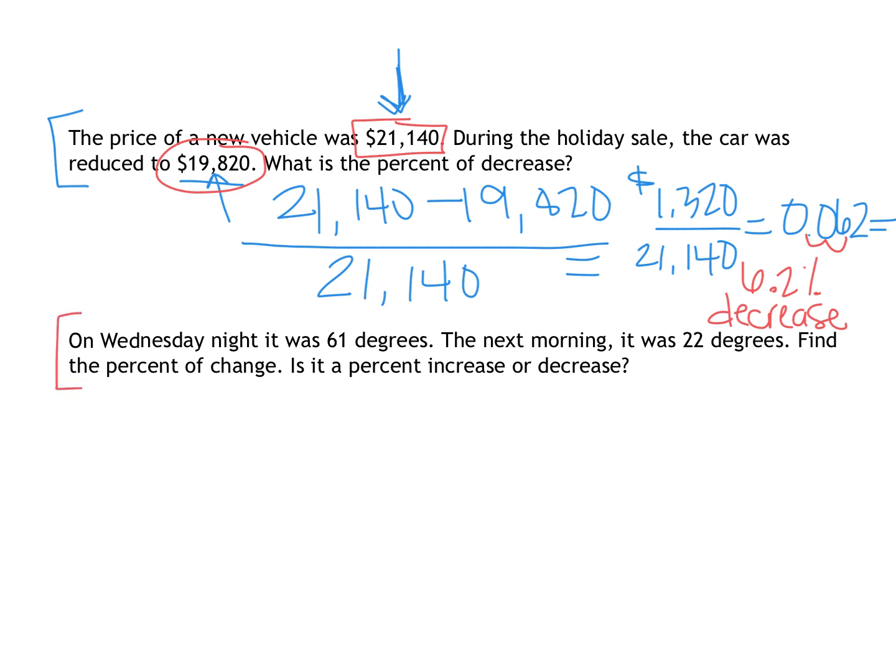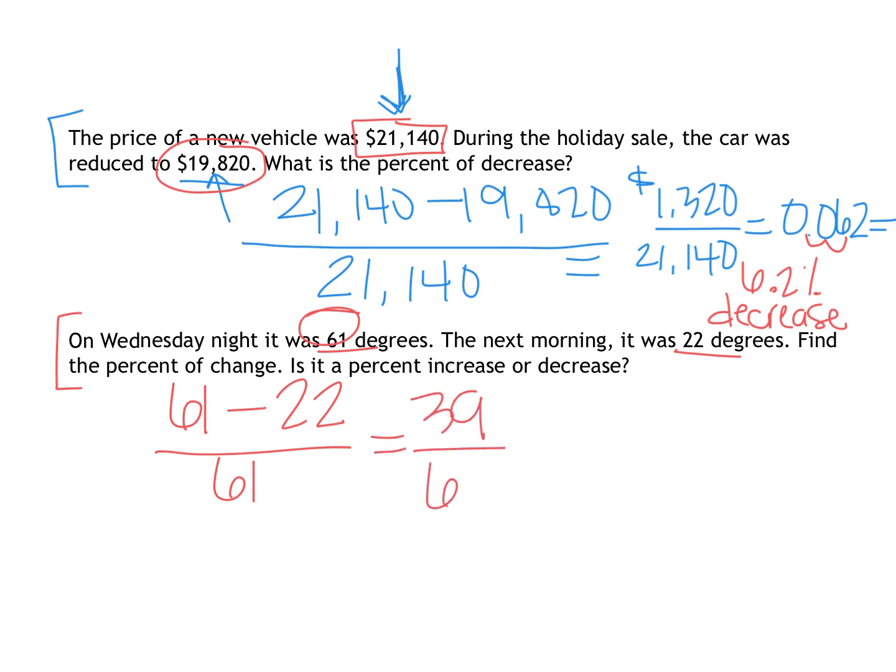On Wednesday night, it was 61 degrees. The next morning, it was 22 degrees. Find the percent of change. Is it a percent increase or decrease? Yikes, that's a big change. So we're going to do 61 minus 22. And then remember, the denominator is what we started with, which was 61. So 61 minus 22 is 39 over 61.